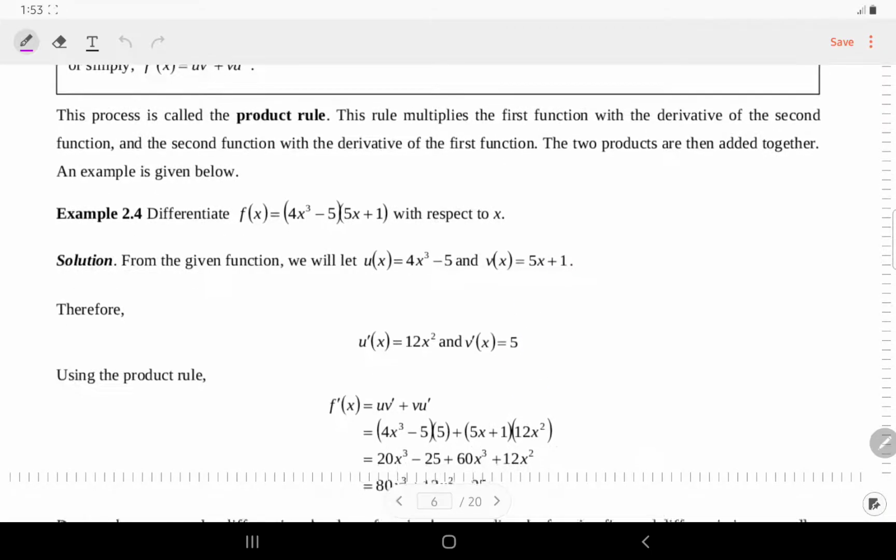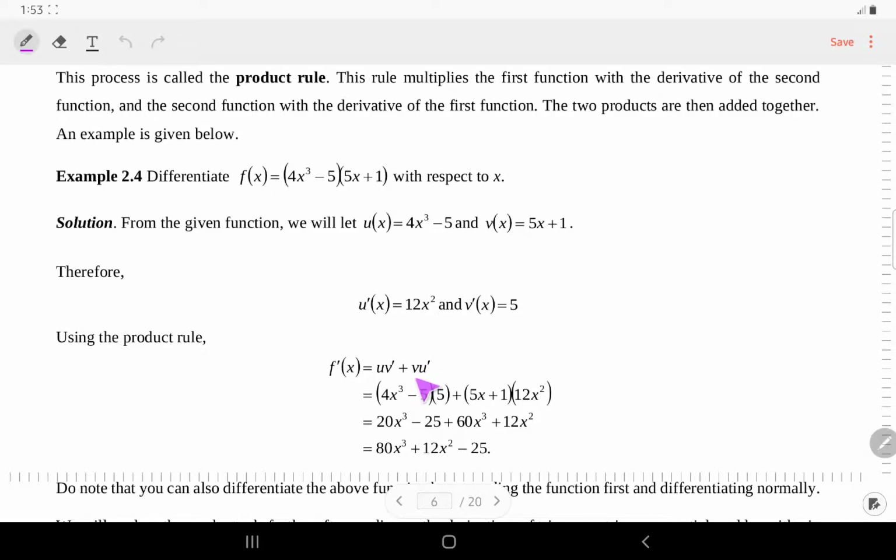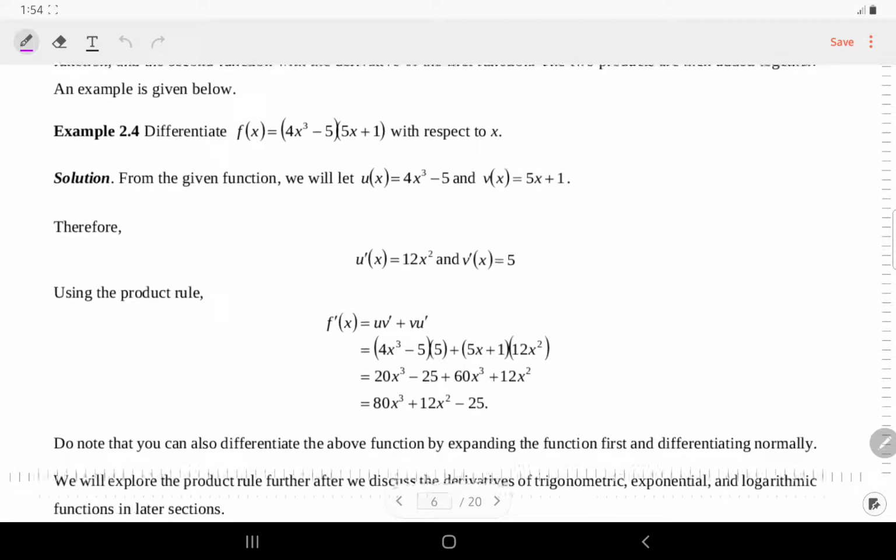And then insert it in the product rule. This is our u times v prime plus v times u prime. Just simplify all of this. We will get 20x cubed minus 25 plus 60x cubed, plus 12x squared. And it is equal to 80x cubed plus 12x squared minus 25.